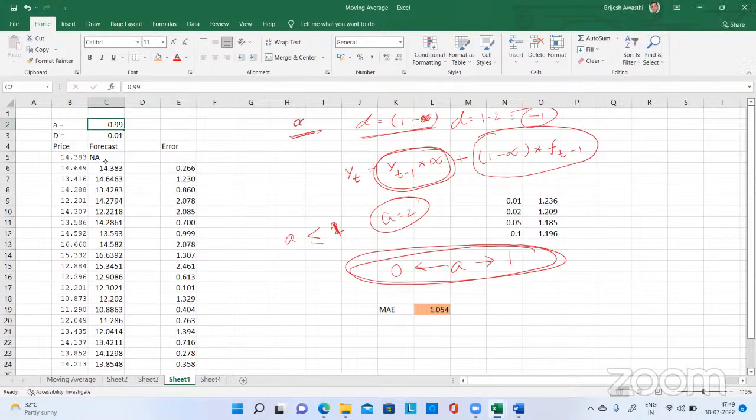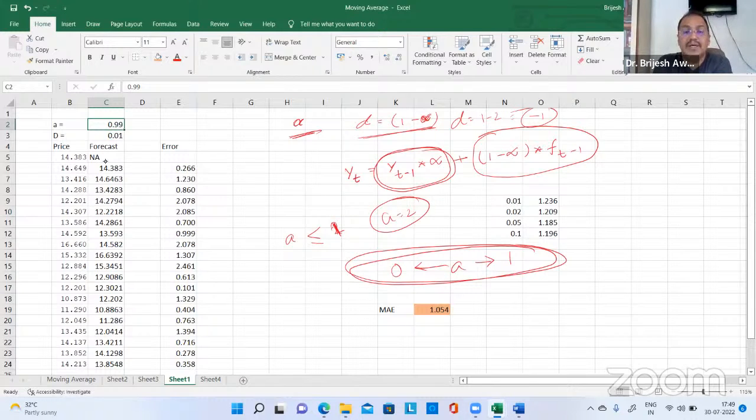The smoothing factor, the value of the smoothing factor must lie between 0 to 1. This is the condition. So we have a certain condition, and number 2, the objective is to minimize this. Now just look here.